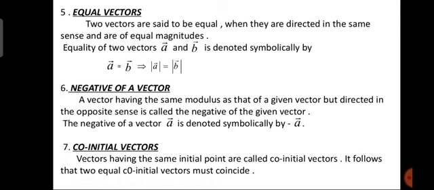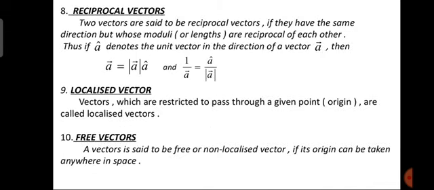And co-initial vectors. That means they have the same initial point. Vectors with the same initial points are co-initial vectors. The initial points coincide. That is the co-initial vectors.